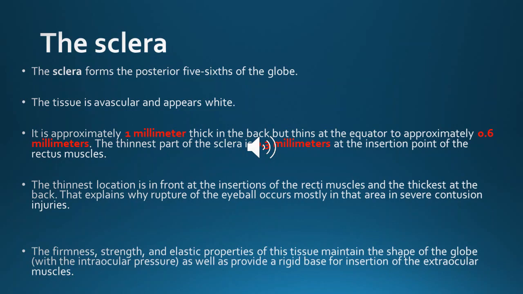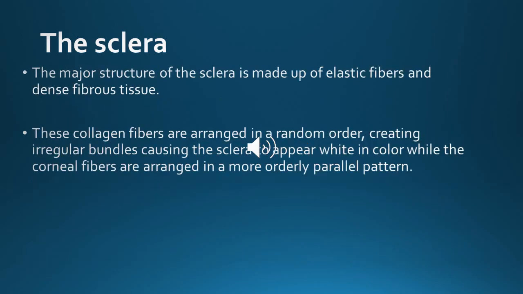The thickness of the sclera is 1 mm around the optic nerve, while 0.3 mm at the insertion of recti muscles. The strength of the sclera maintains the shape of the globe, as well as it provides a rigid base for the insertion of extraocular muscles. The sclera is formed of elastic fibers and dense fibrous tissue. These collagen fibers are arranged in a random order, creating irregular bundles causing the sclera to appear white in color, while the corneal fibers are more regularly arranged.